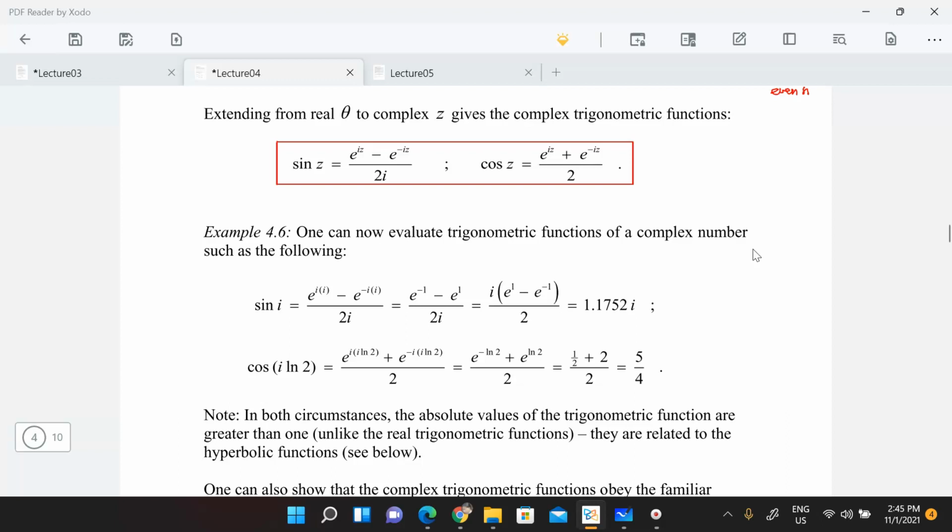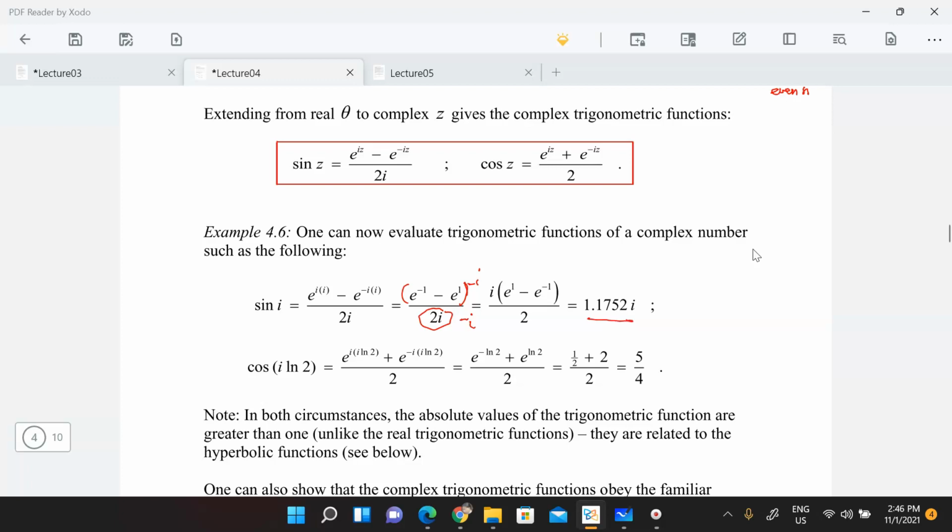The other thing is that you have this 2i at the bottom. One could remove the imaginary nature of the denominator by multiplying by the conjugate of this. So you multiply minus i top and bottom. 2i times minus i gives you a 2, and then you have a minus i here. The minus flips the ordering of these two, so it becomes e to the power 1 minus e to the power minus 1, times i. If you evaluate this, it is just simply that number.